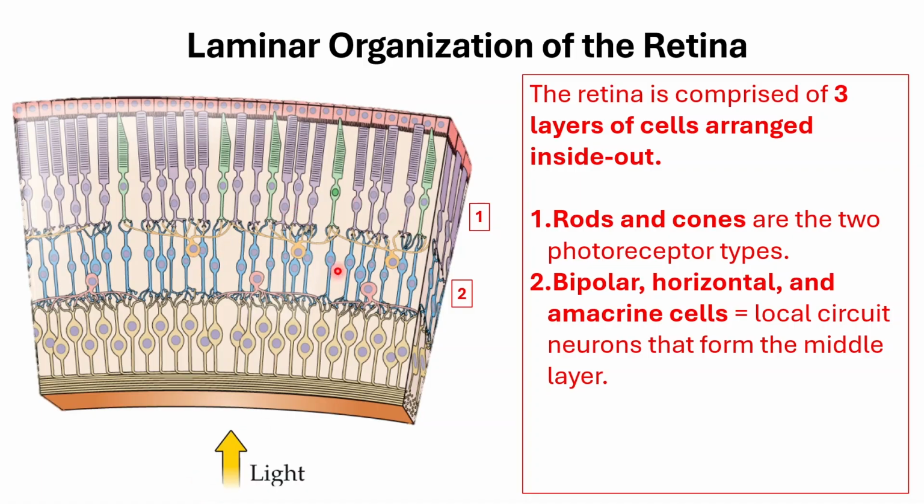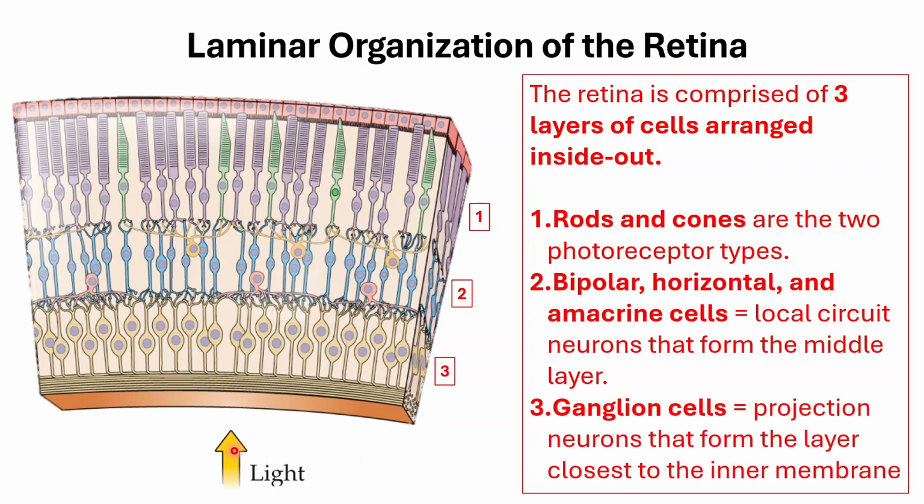The next layer are bipolar cells, horizontal cells, amacrine cells. There are some other cells too, but those are some of the main ones. We won't be talking about all of them, but we will be talking about bipolar and horizontal cells. These are local circuit neurons that sort of take information from the rods and cones and then pass them on to the next layer, which is called ganglion cells. These are projection neurons that form the layer closest to the inner membrane.